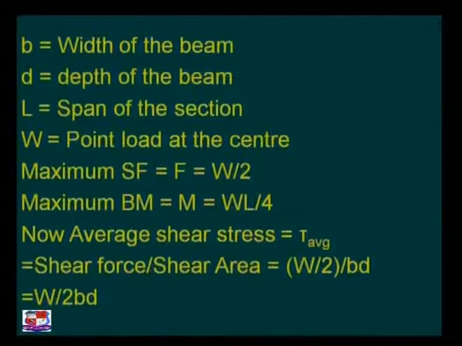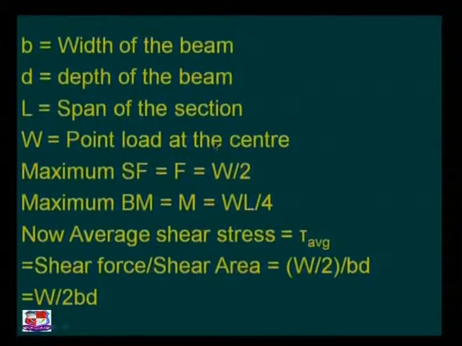let B be the width of the beam, D the depth of the beam, L the span of the section, and W the point load at the center of the beam. The maximum shear force is W by 2 and the maximum bending moment is WL by 4. Yeah, this is very much important. How will these be achieved? How will this W by 2 and WL by 4 come about? That comes from the basic fundamentals of SF and BM.